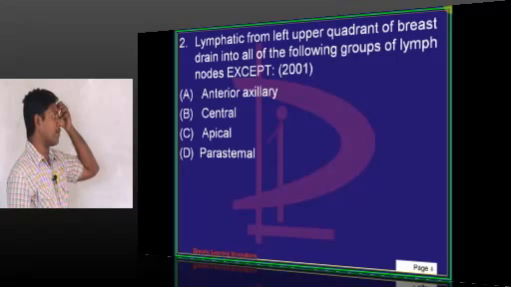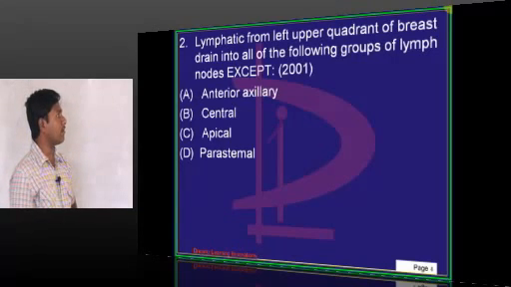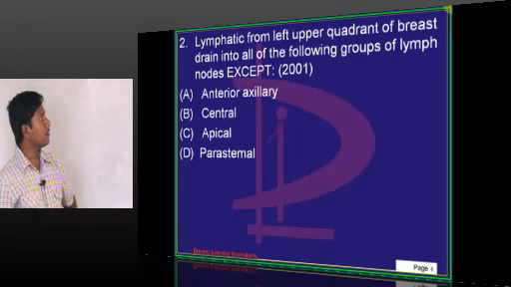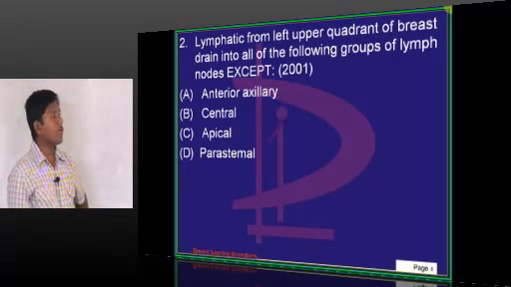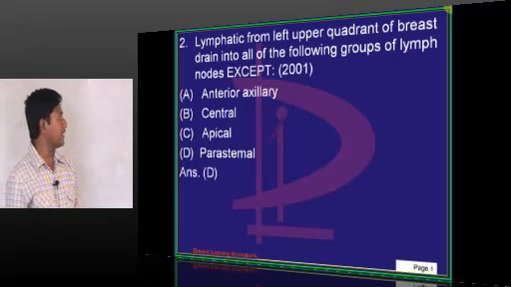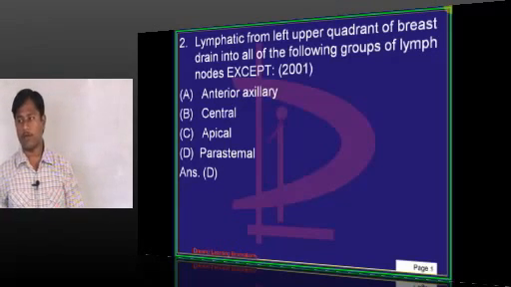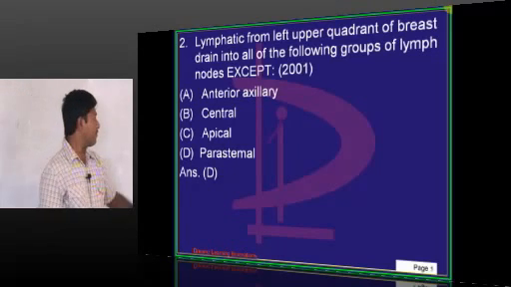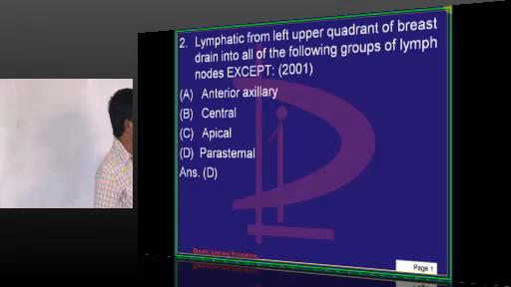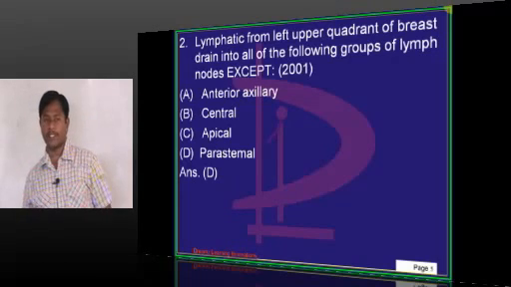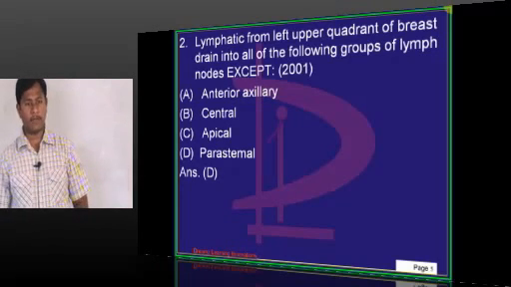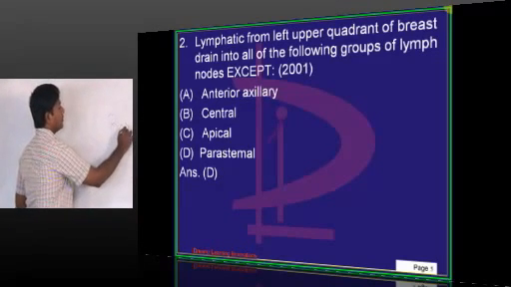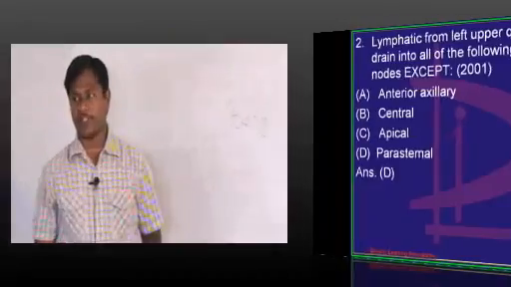Lymphatics from the left upper quadrant of breast drain into all of the following groups of lymph nodes except. Of course, it is quite obviously very clear, it is parasternal. Now, let me know what are the lymph nodes that are present. Lymph nodes of the breast. The levels of lymph nodes of the breast. Bird's classification. The levels of lymph node of the breast is classified based upon Bird's classification.